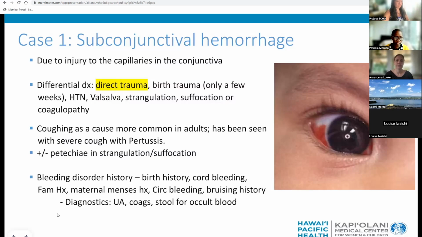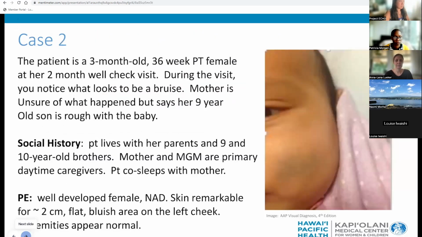So the answer again is trauma. If you see trauma in a little one, it is very suspicious and concerning for physical abuse. So let's move on to our second case.